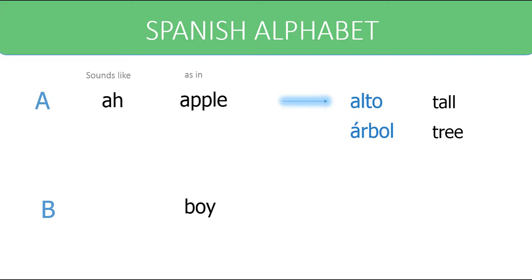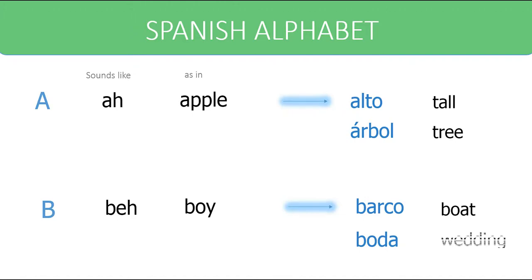Letter B in Spanish sounds like B. Very similar to the one in boy. An example would be the word barco. Barco means boat. Another example is the word boda. Boda means wedding. So remember the sounds A and B.